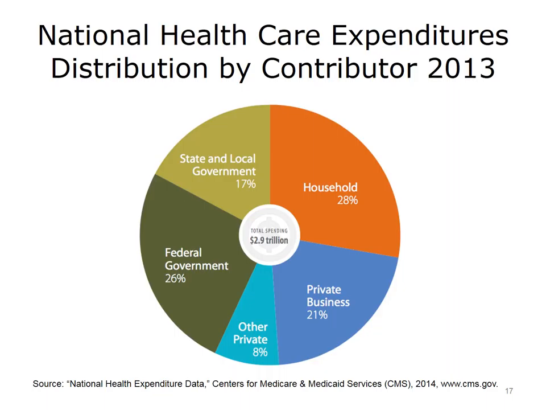Households in this slide represent individual and family contributions and include the employee portion of health insurance premiums, payroll taxes, and out-of-pocket costs other than premiums, which include deductibles, co-payments, co-insurance, and non-covered services. Private business contributions include the employer portion of premiums for workers' health insurance and payroll taxes. The remaining 8% of healthcare financing funds come from the philanthropic activity of private organizations.